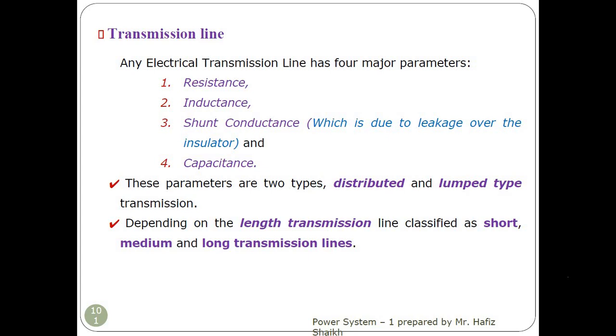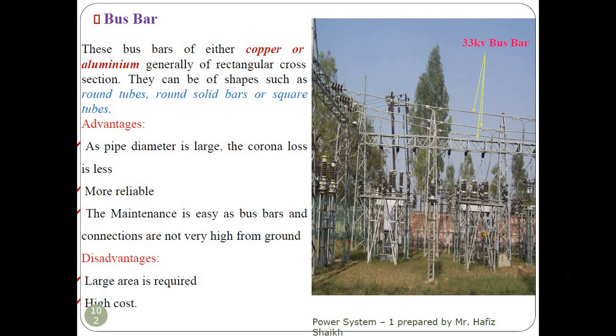Talking about active elements, what do active elements mean? Active elements are generators, motors, alternators, transformers. These are active elements which either consume or generate electrical energy. Depending on the length of the transmission line, it is classified as short, medium and long transmission line.